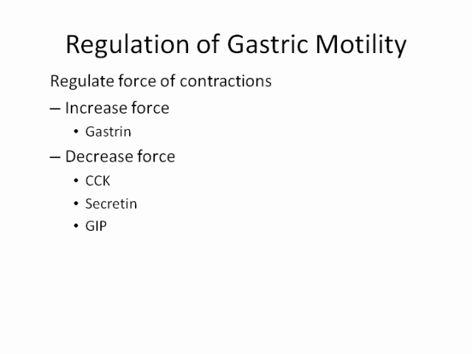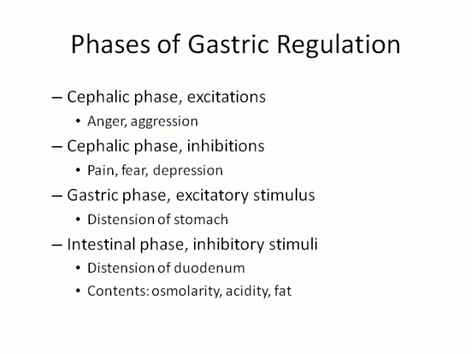Gastric motility is regulated to control the force of the contractions. Gastrin increases the force. CCK, secretin, and GIP all decrease the force of gastric motility. This again was summarized on the table early on in this lecture. And we've already talked about phases of gastric regulation. We'll talk a little bit more about some of the things that can activate these.